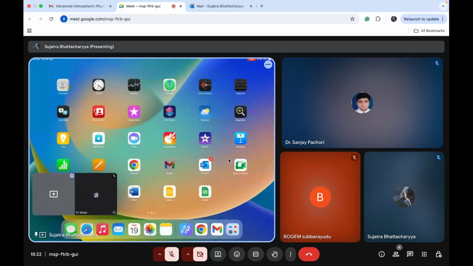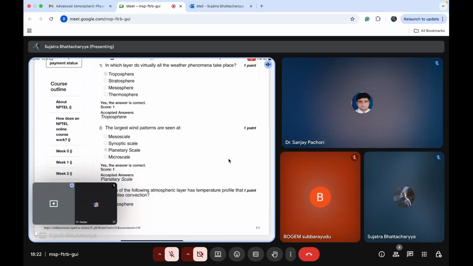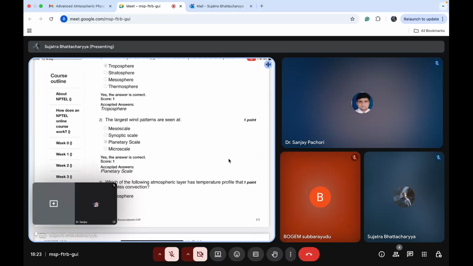Okay, let's go to the question. As I have shown you, these are the planetary scale system. I think I have shown it in the last problem solving session. Mesoscale is generally in some kilometers, like 10 to 1000 kilometers. Synoptic scale is around 1000 to 2500, 3000 kilometers. Planetary scale is huge, the entire planet, about 5000 kilometers. And microscale is very small, less than 1 kilometer even. So the planetary scale will be perfect for largest wind patterns.